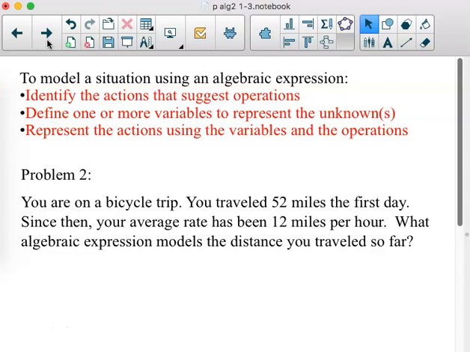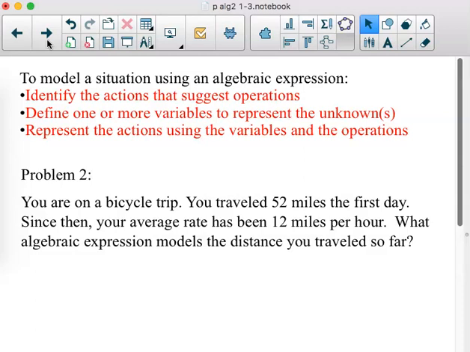Well, what we have to do is identify the actions that suggest operations. What does times mean? Times means multiply. What does sum mean? It means total. What does product mean? It means multiply. What does quotient mean? It means divide. All of those words that we've probably had a few months to forget, we need to know. We need to know what operation is suggested. And our operations follow the order, please excuse my dear Aunt Sally.